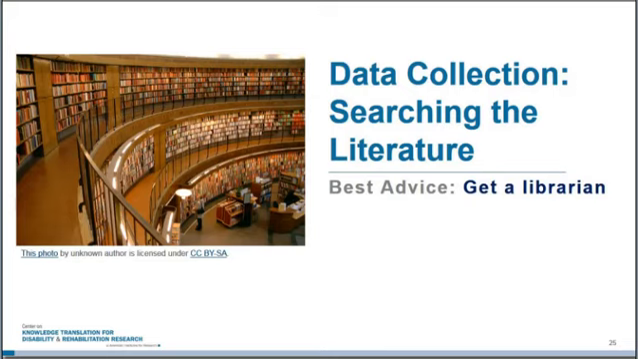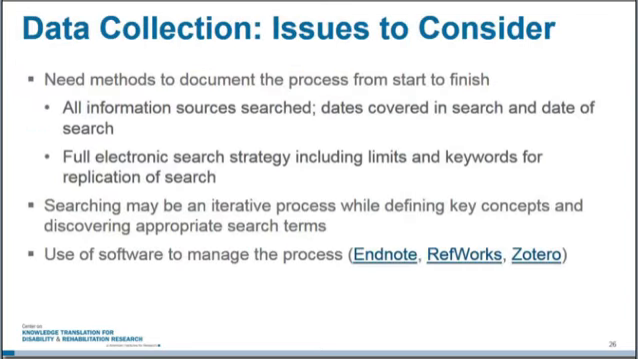Okay. So, my go-to is, I am not a specialist in search strategy, and one of the best pieces of advice I can give you about searching literature is to find a librarian or a search strategist, a search expert who can help you navigate the multiple databases that you'll need to use to do a systematic review in disability research. Okay. Another issue to consider is that it's very important to document your process from start to finish.